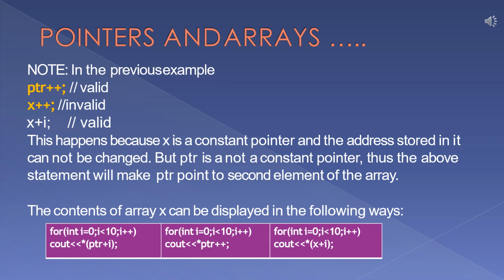Or what you can do, in the next column, is cout star ptr plus plus. First it will get the value of star ptr and then ptr would be incremented. In the third case, value at x plus I. x plus I and ptr plus I are both the same statements. x is not changed. You are adding a factor I with x and then you are printing that value. So all three statements will give you the same output.